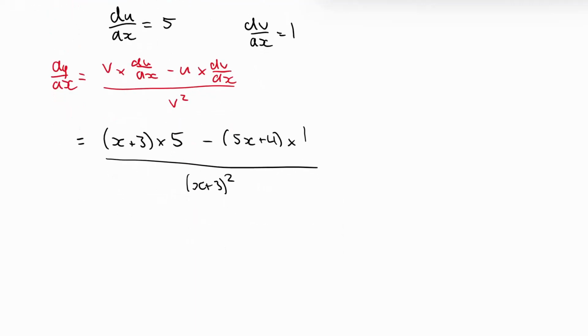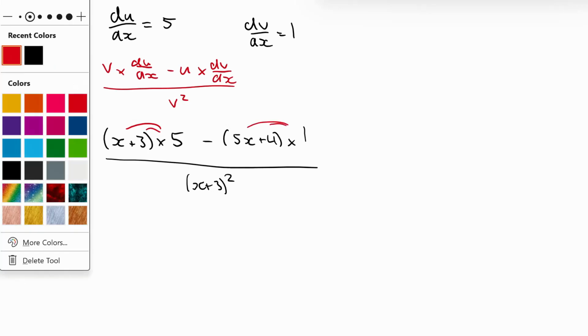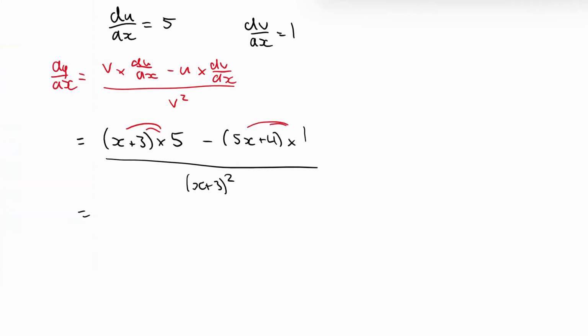All right, so what we end up with, if we want, we can expand all these. It's not necessary, but in this case, it's fairly simple to do. Sometimes you'll have massive powers where it's probably not logical to do it. So in this case, we end up with 5x plus 15 minus 5x minus 4 all over x plus 3 squared.